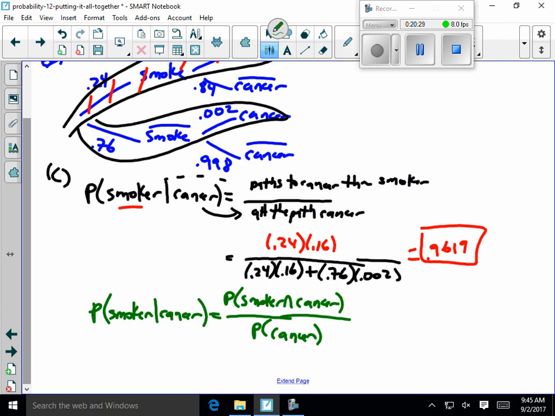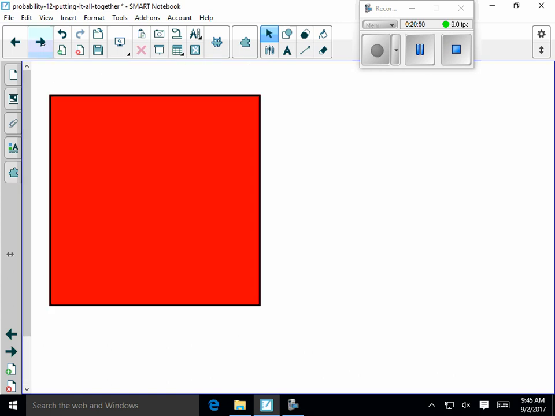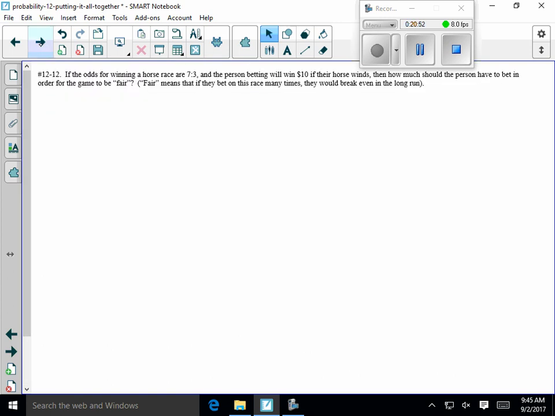The bottom probability here, this one right here, is all the ways of having cancer. And the top is the intersection of that with being a smoker, right? So you could also think of that as using the conditional probability formula. I personally like the tree method because then I don't have to memorize things with symbols more than necessary. Okay, let's look at another problem.